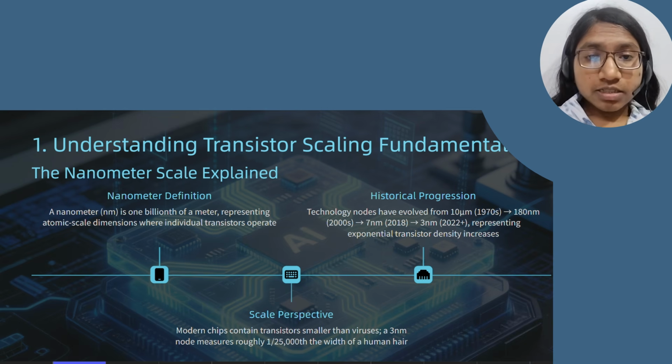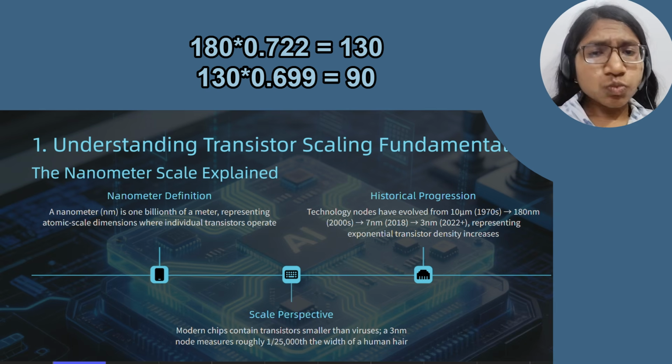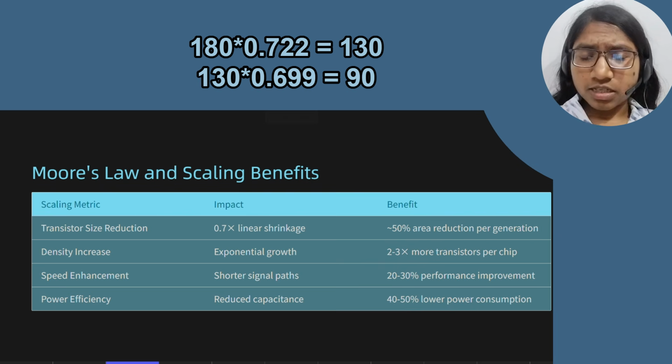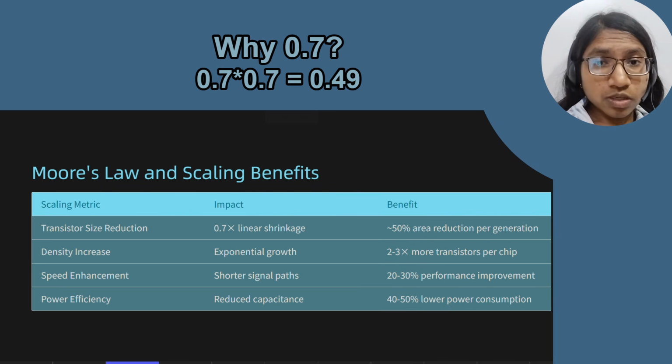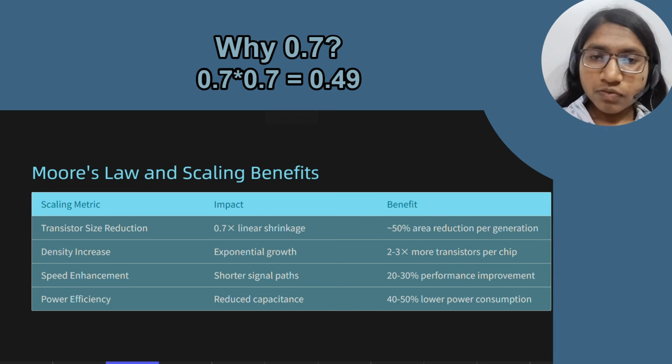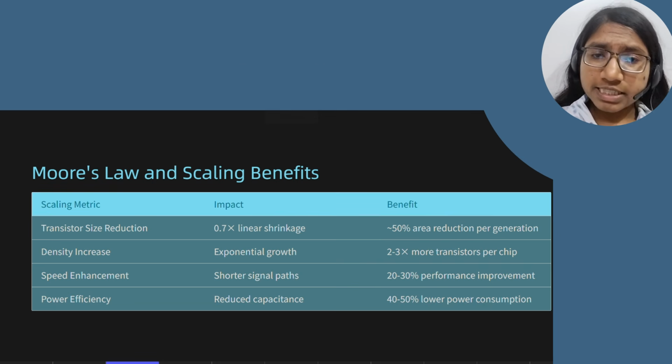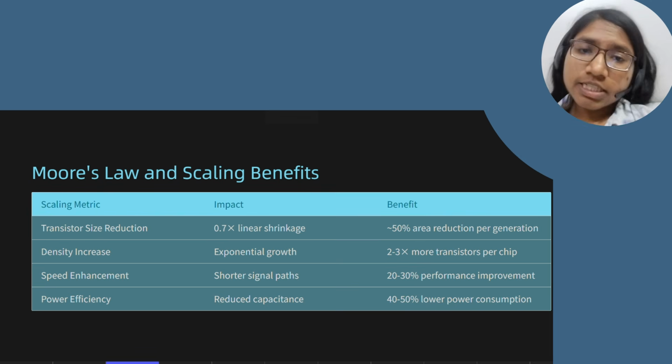Interestingly, if you look at the historical node transitions, you'll notice a scaling factor of roughly 0.7, like 180 nanometer to 130 nanometer, 130 nanometer to 90 nanometer, etc. Why 0.7? Because shrinking both transistor dimensions by 0.7 reduces the transistor area to roughly 0.7 times 0.7, which is nearly 0.5, allowing nearly twice as many transistors to fit in the same chip area. This scaling trend played a major role in sustaining Moore's law.